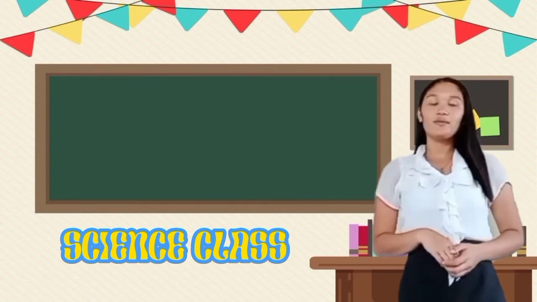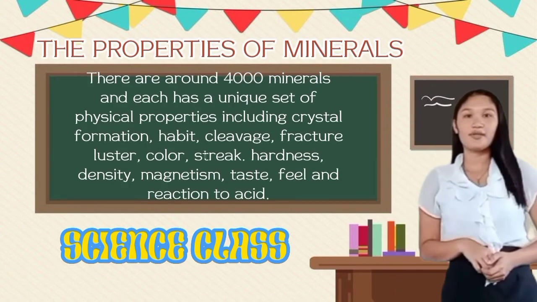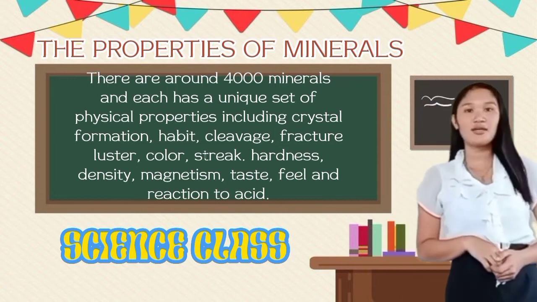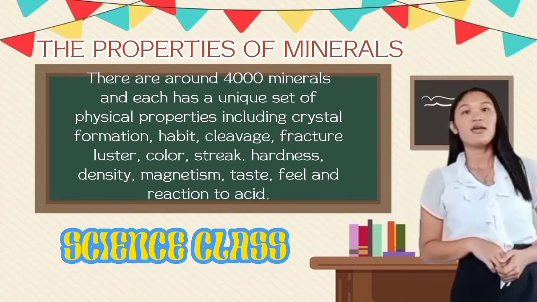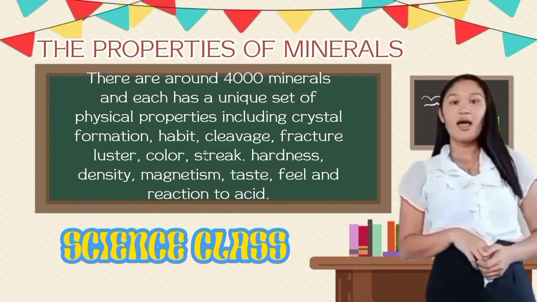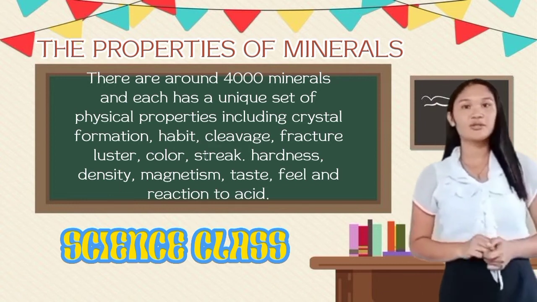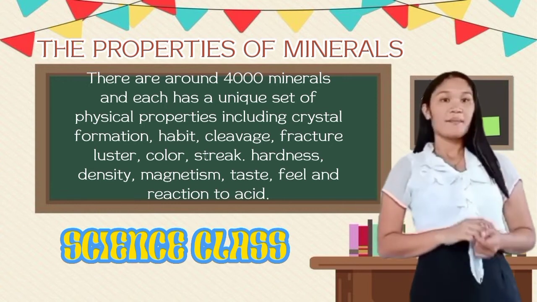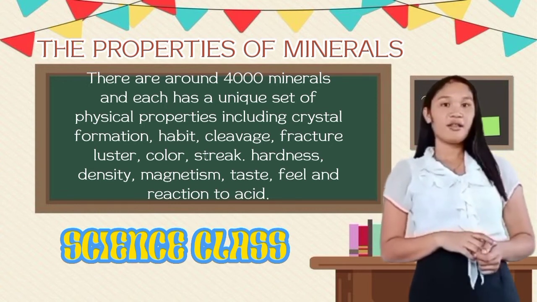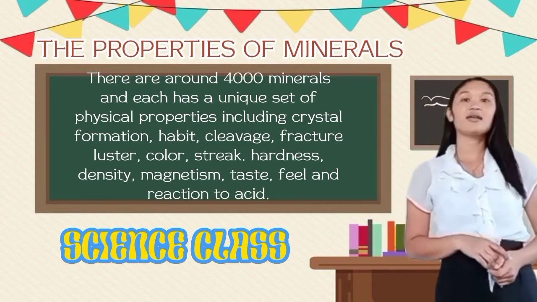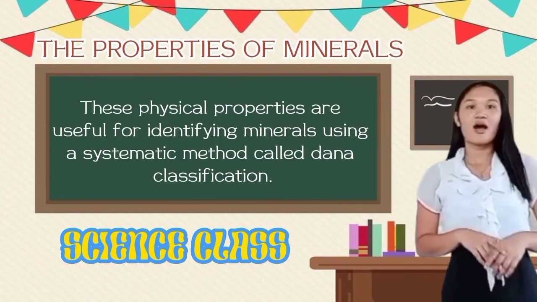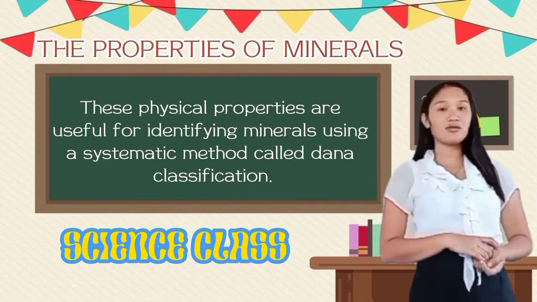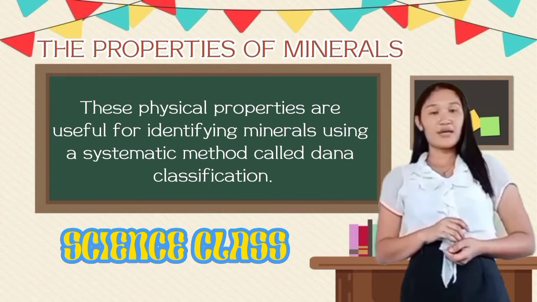And now, we will tackle the properties of minerals. There are 4,000 minerals and each has a unique set of physical properties, including crystal formation, habit, cleavage, fracture, luster, color, streak, hardness, density, magnetism, taste, feel, and reaction to acid. These physical properties are useful for identifying minerals using a systematic method called Dana classification.